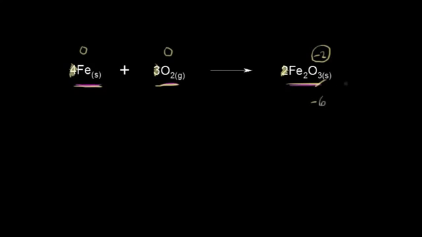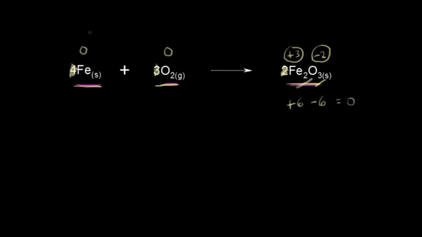I know for a neutral compound, the sum of all my oxidation states has to add up to equal 0, and so therefore I know the sum of all my irons has to be +6, since +6 and -6 would give me 0 here. Since I have 2 irons, each one must be +3, and so now I've assigned all of my oxidation states for this redox reaction. Let's think about what's happening to the atoms here.